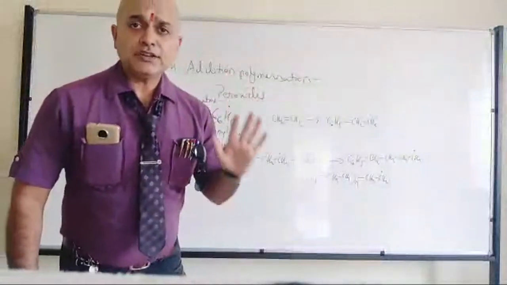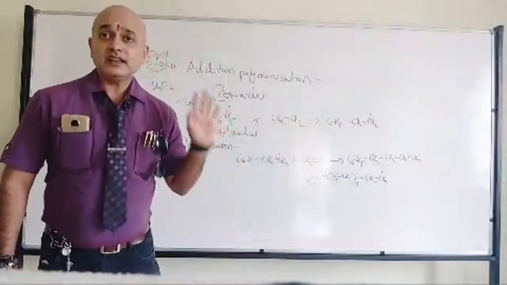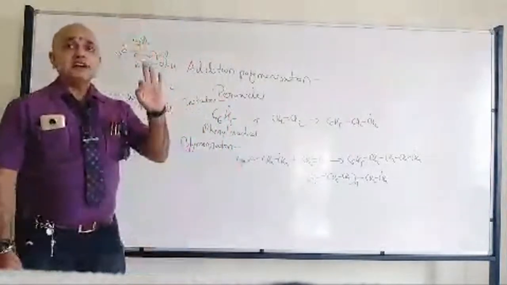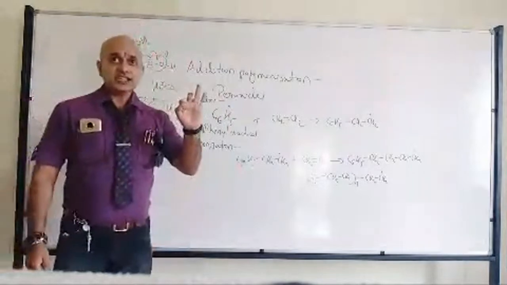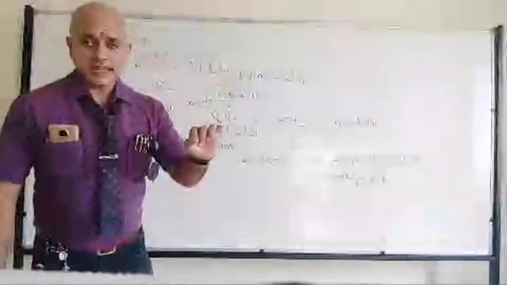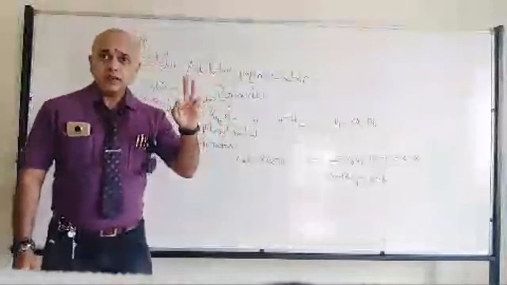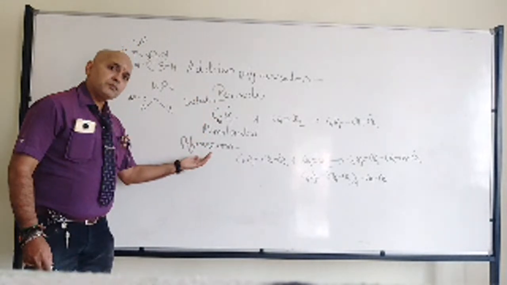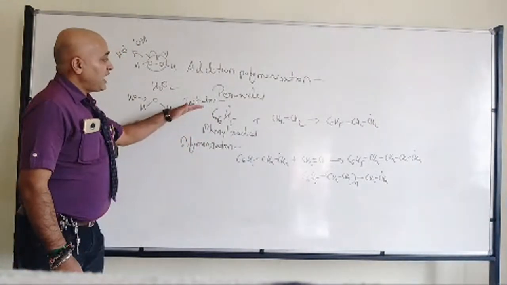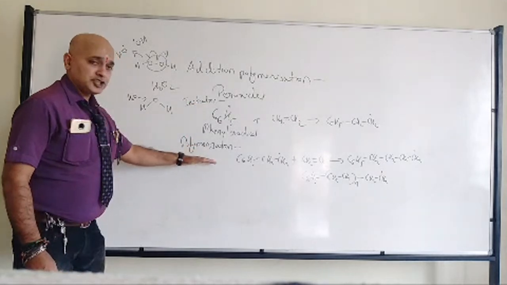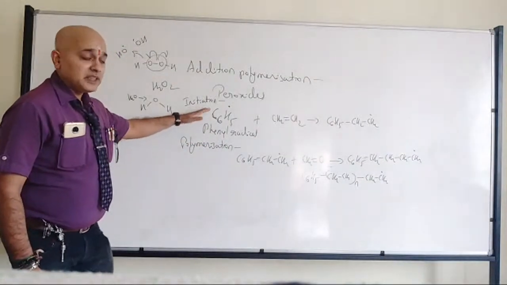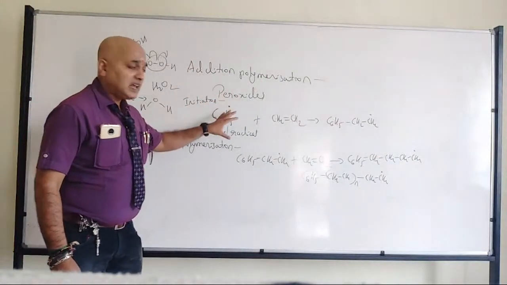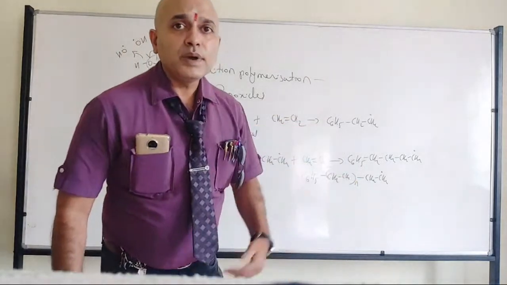Whenever there is a presence of a radical or a radical mediated reaction, it will always have three stages: initiation, elongation, termination. Initiation, polymerization, termination. Anything is fine. You can call this one elongation or polymerization. So in initiation, what is happening? A peroxide radical has been converted into phenyl radical, and phenyl radical is making much more radical.